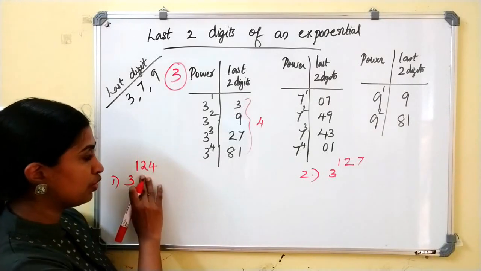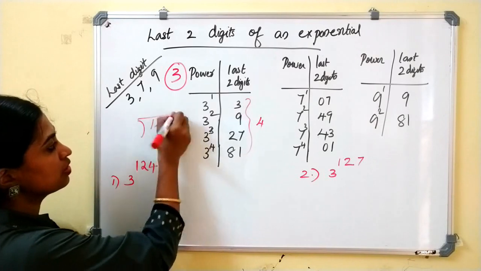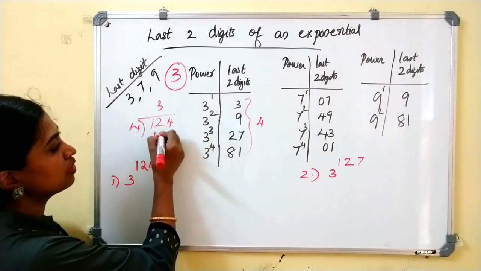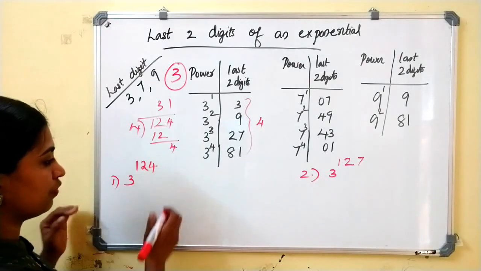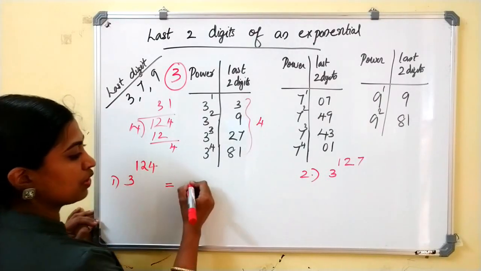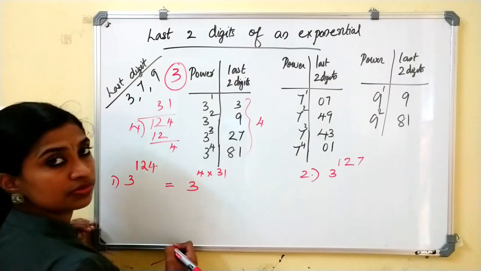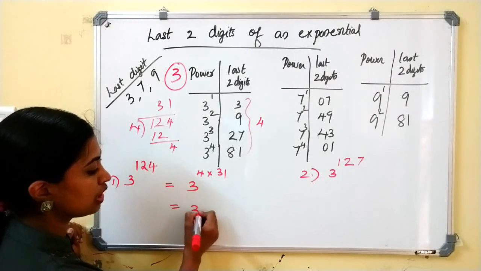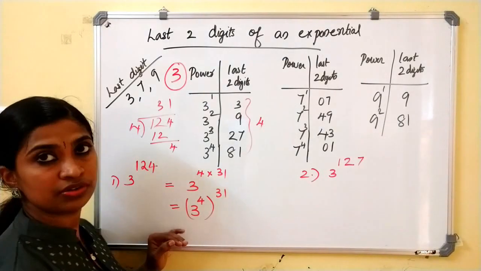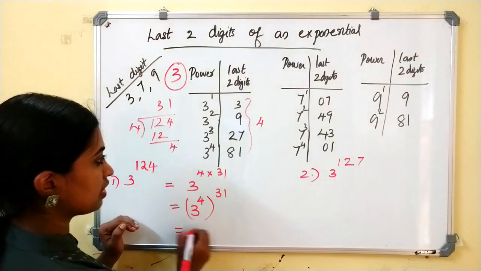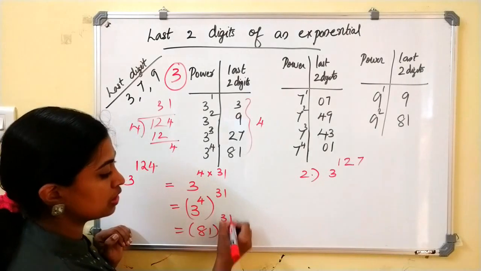We have to divide 124 by 4. 4 3s are 12, 4 into 1, so 31 into 4 is 124. So we are expressing 124 as 4 into 31, so 3 raised to 124 is 3 raised to 4, the whole raised to 31. What is 3 raised to 4? 3 raised to 4 is 81. So 81, the whole raised to 31.